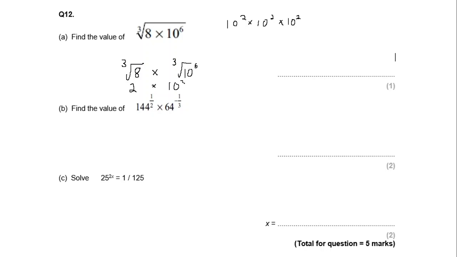And remembering our laws of BIDMAS, we'll do 10 squared first, 100, times 2, giving me my final answer of 200 for full marks. Looking at part B, we've got to do 144 to the half times 64 to the power of minus a third. No way could I do that question in one go, so I'd be tempted to split it up.